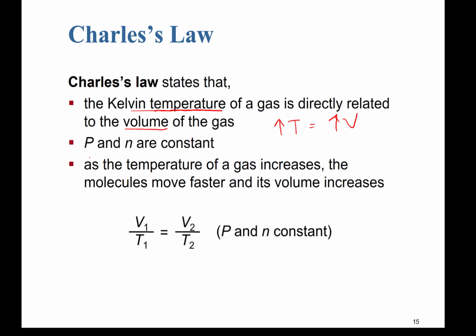And since we have 4 variables, if these are the 2 we're looking at, the other 2 are going to be constant. Now, since these are directly related, last time when they were inverse, we multiplied. Since these are directly related, we're going to divide. So V1 over T1 equals V2 over T2. And these temperatures have to be in Kelvin.